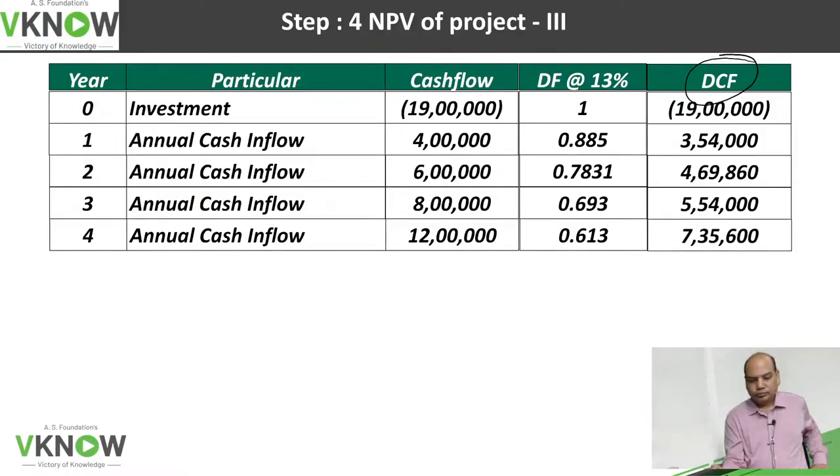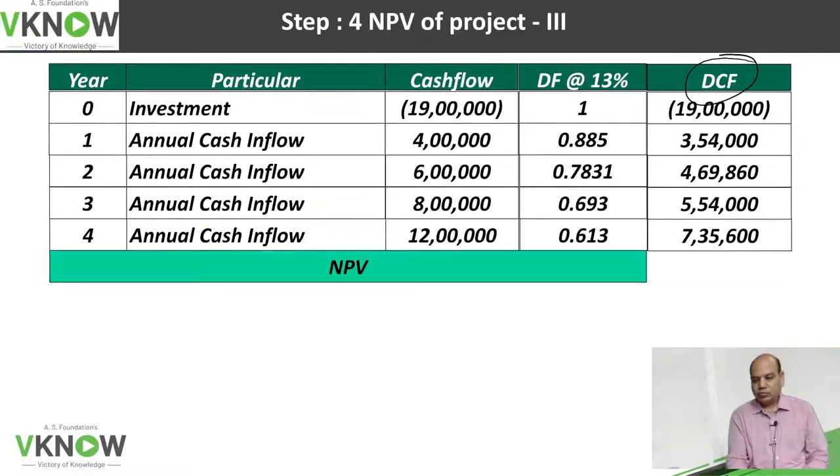Anybody total? Waiting for your answer. Please tell me the total of last column. So this is approximately 2,13,860. Now compare the three NPVs and select that NPV which is highest.